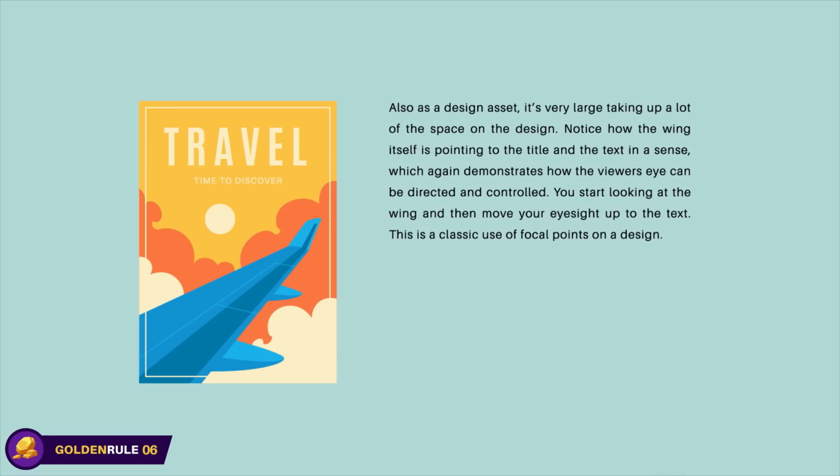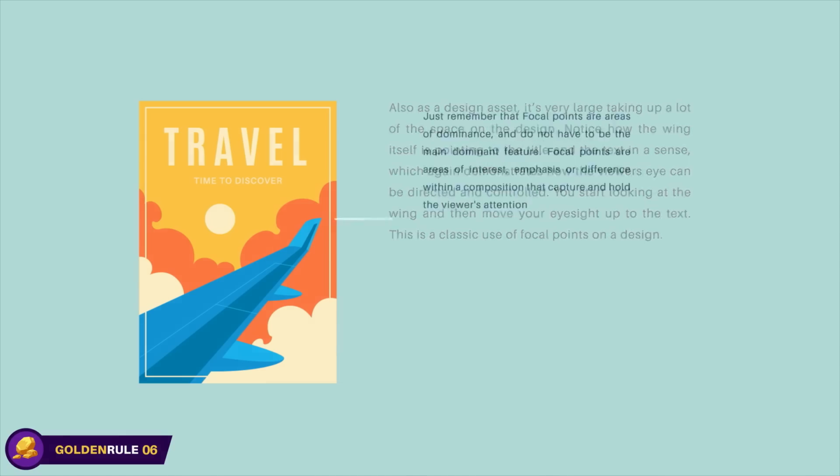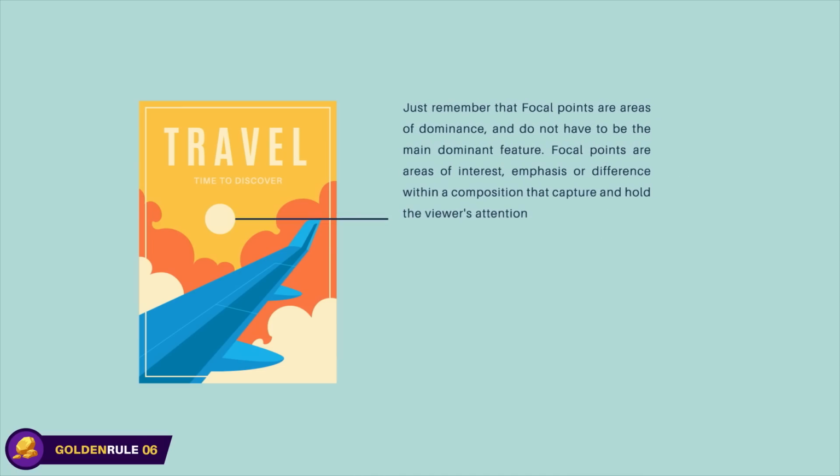And notice how the wing itself is pointing to the title and the text in a sense, which again demonstrates how the viewer's eye can be directed and controlled. You start looking at the wing at the bottom, and then you move your eyesight up towards the text. This is a classic use of focal points in graphic design. So just remember, focal points are areas of dominance, and they do not have to be the main dominant feature. Focal points are areas of interest, emphasis, or difference within a composition that capture or hold the viewer's attention.